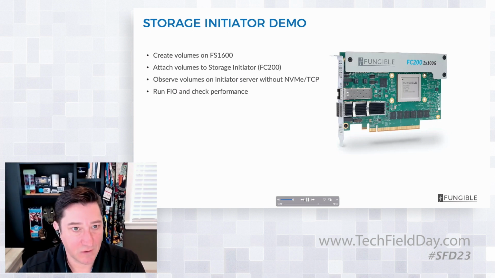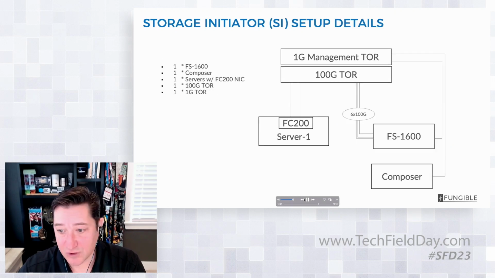Now I want to show you the Fungible Storage Initiator. It's pretty much a similar set of tests. We're not going to do as many of them, but essentially we're going to create a volume on an FS1600, which is our Fungible storage node. We will show you the volumes as they attach to the FC200, which is the Fungible Accelerator card. It looks a little more something like this. It's a little simpler implementation.